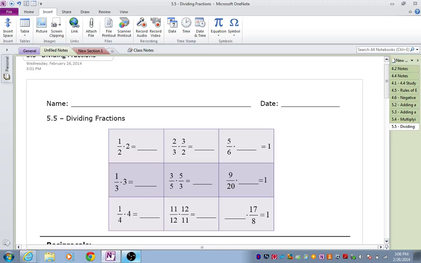This is the video for Lesson 5.5, Dividing Fractions. Now before watching this, I hope you filled out the chart at the top of the page. If not, stop the video. Go back and do that, and then replay the video again.